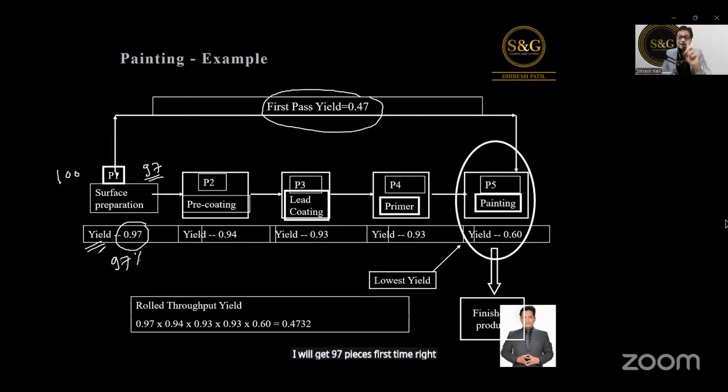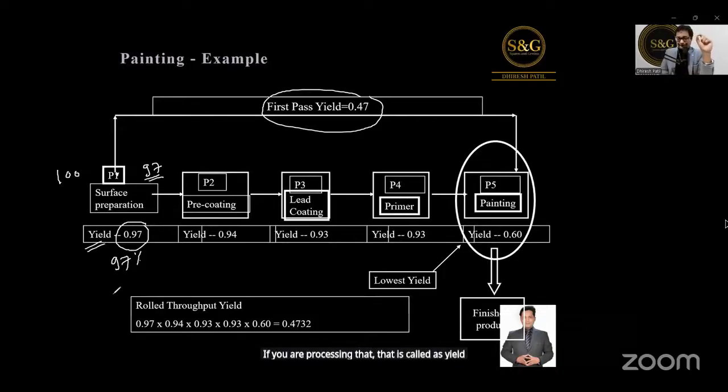Clear? Without any defect, without any rework, 97 pieces will come out. In a BPO call center, 100 calls are incoming, 97 calls are getting the resolution first time. That is called as yield, 97. Are you clear, everybody? Without any rejection or rework, if you are processing that, that is called as yield or first time right.